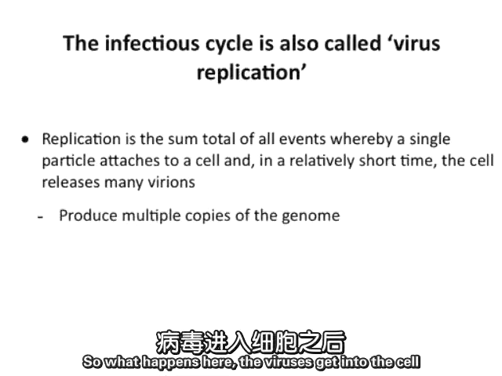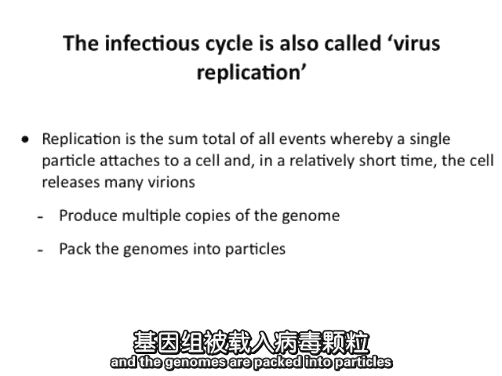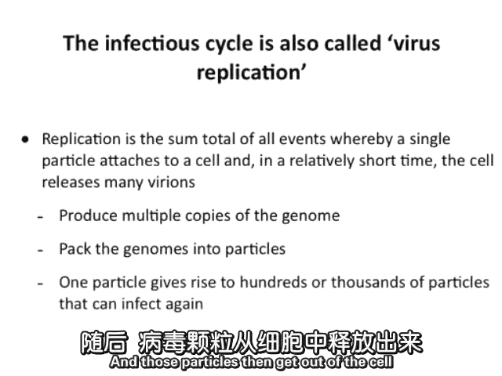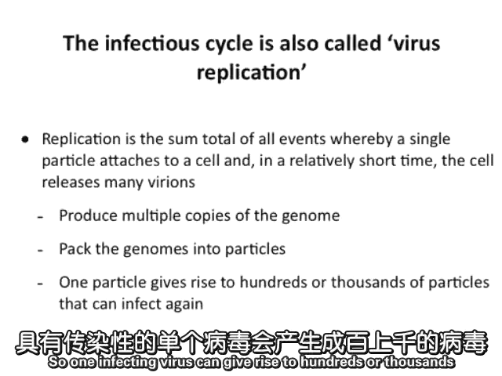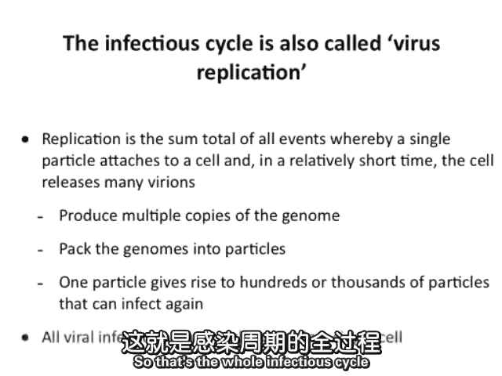So what happens here: the virus gets into the cell. They make multiple copies of the genome. The genomes are packed into particles. And those particles then get out of the cell. So one infecting virus can give rise to hundreds or thousands that come out of the cell and then infect again. So that's the whole infectious cycle.